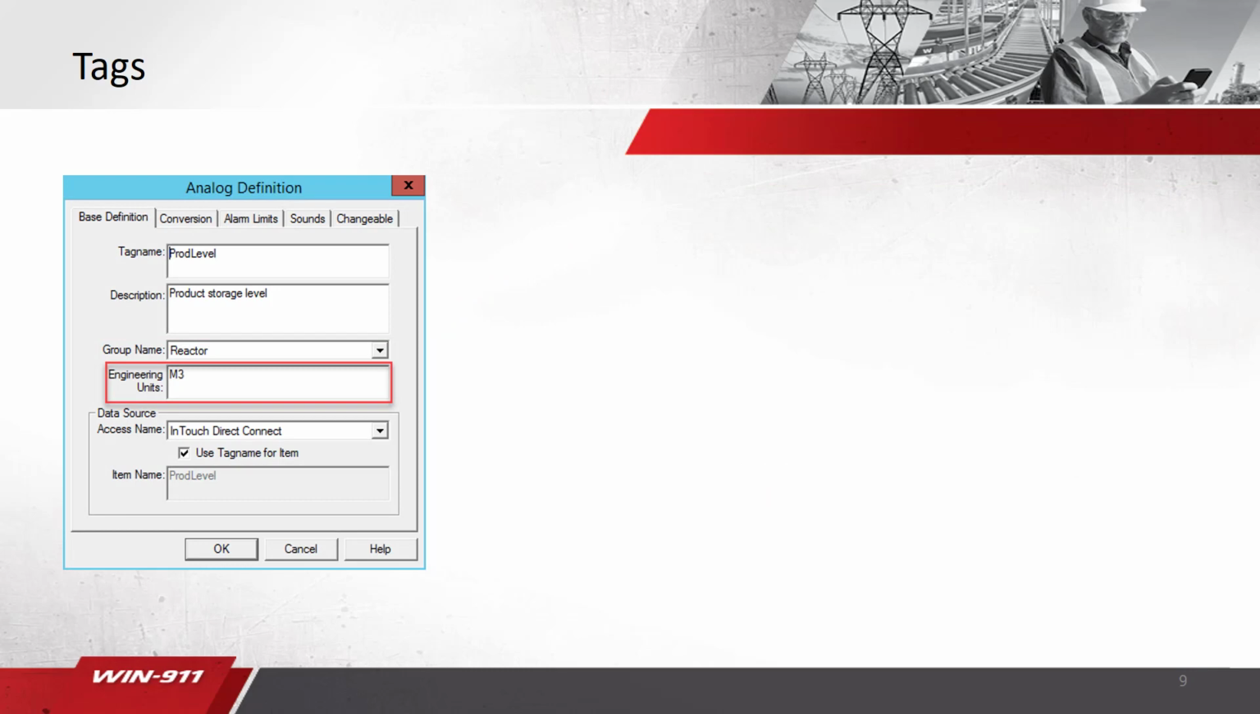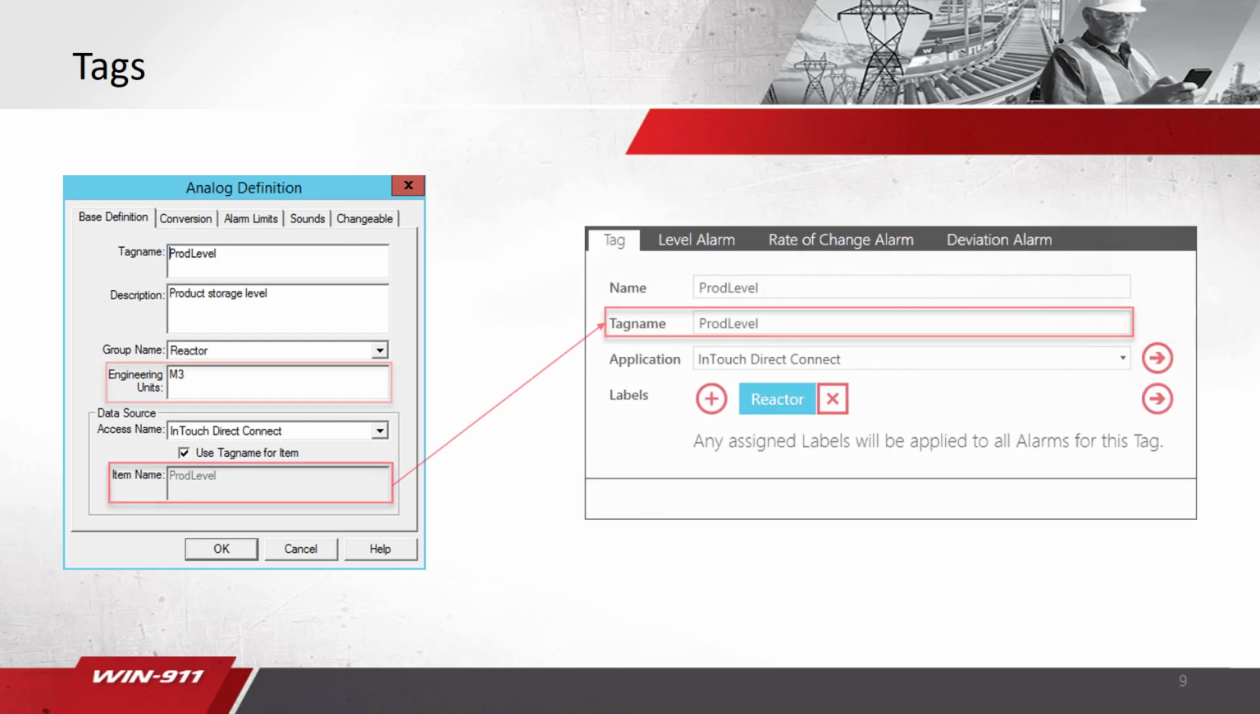Engineering units aren't supported, so we don't need to talk about those. Your item name is the actual entry that connects back to InTouch. So you can have your name on the top be different than your tag name, but the tag name has to always match what's in InTouch, or this particular tag will not connect properly.